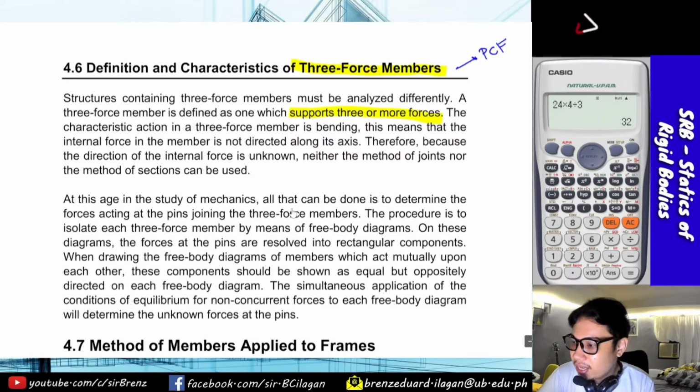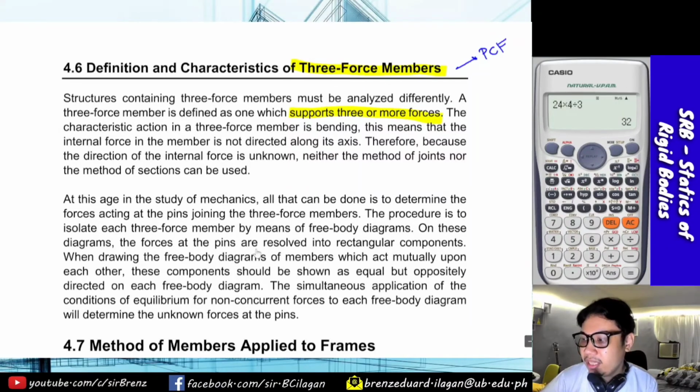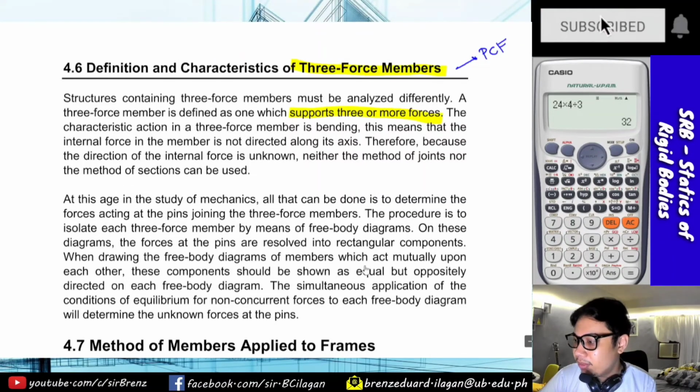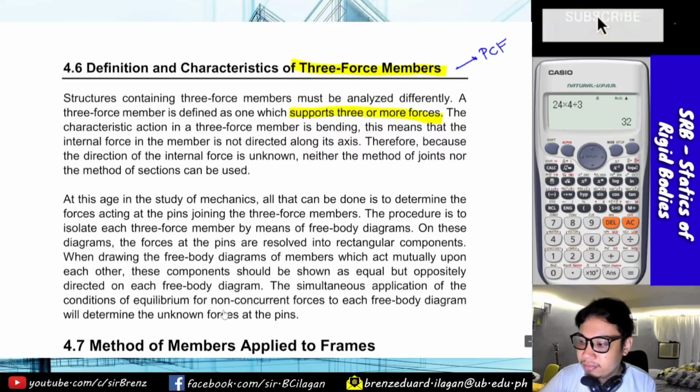So at this stage in the study of mechanics, all that can be done is to determine the forces acting at the pin joining the 3-force members. The procedure is to isolate each 3-force member by means of a free body diagram. On this diagram, the forces at the pins are resolved into rectangular components. When drawing the free body diagrams of members which act mutually upon each other, these components should be shown as equal but oppositely directed on each free body diagram. The simultaneous application of the conditions of equilibrium for non-concurrent forces to each free body diagram will determine the unknown forces at the pin.